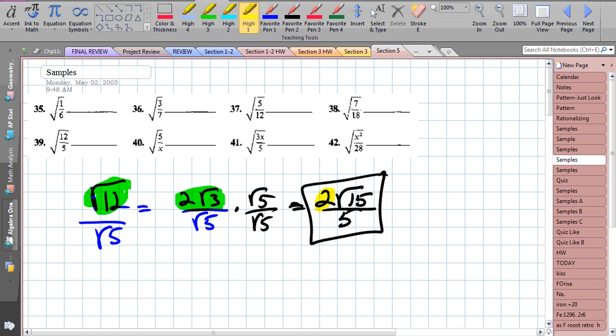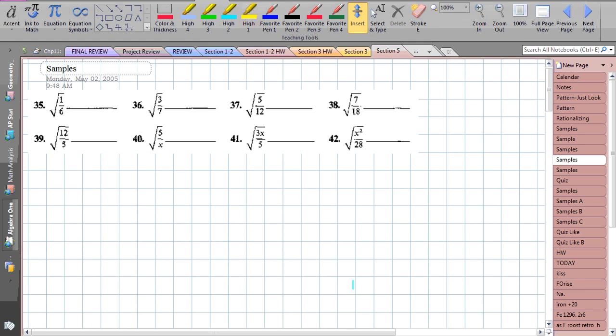Why is that? Because I noticed 2 and 5, they don't simplify. Warning, don't start thinking the radical 15 can be simplified with the 5. One's a radical, one's not. That's not allowed. And we got one more to show you. Let's do number 40. So this is going to be radical 5 all over radical x. Oh, x is not a number here. It's a variable. But we have the same exact trick.